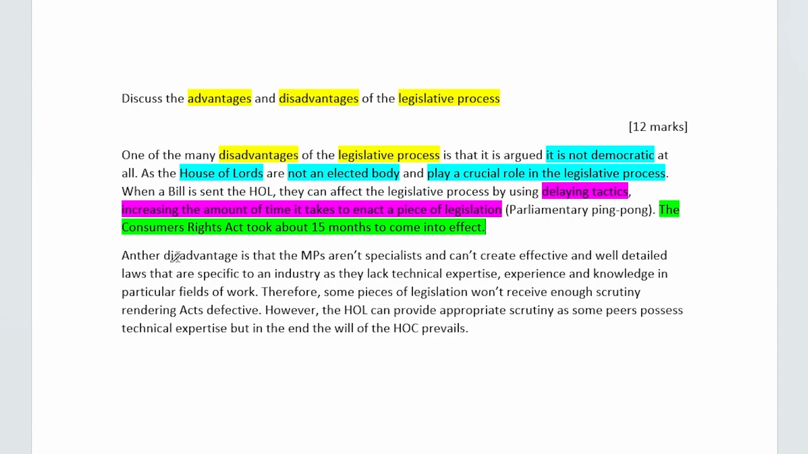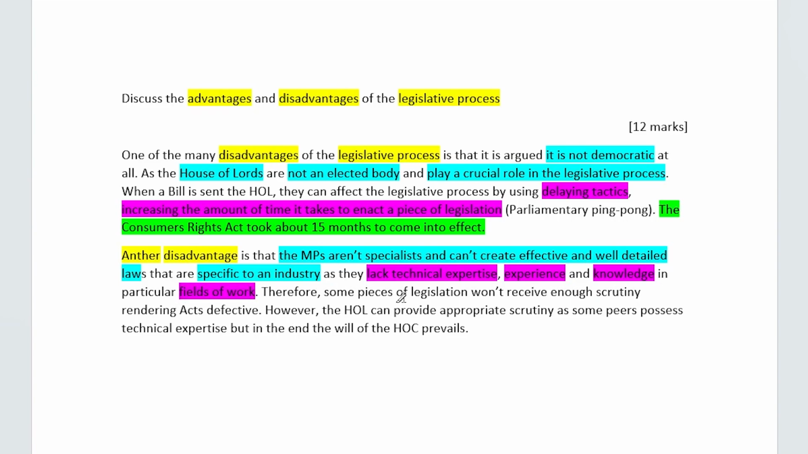So at the beginning of the paragraph, I make a point and I link it straight away to the question. So another disadvantage is that the MPs aren't specialists, can't create effective and well-detailed laws. That's my point. And then I develop the point. They lack technical expertise, experience, knowledge in fields of work. Therefore, some piece of legislation won't receive enough scrutiny, rendering acts defective. So I could have talked about how it makes the acts defective or why it's a disadvantage.